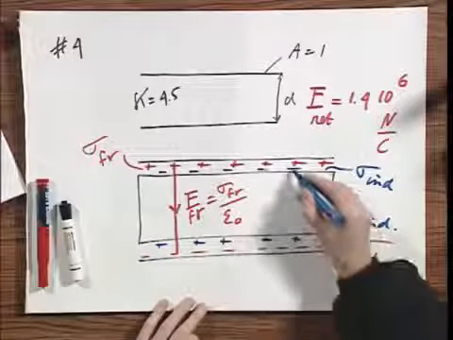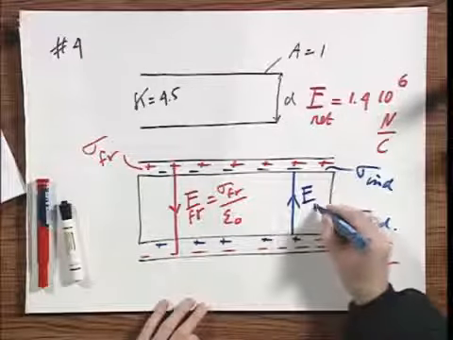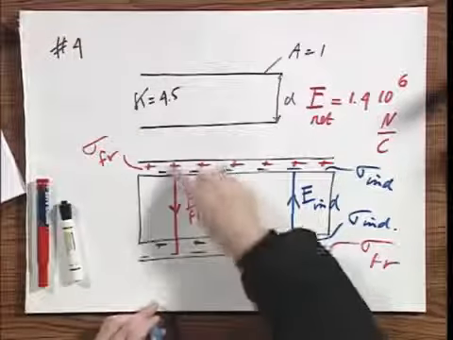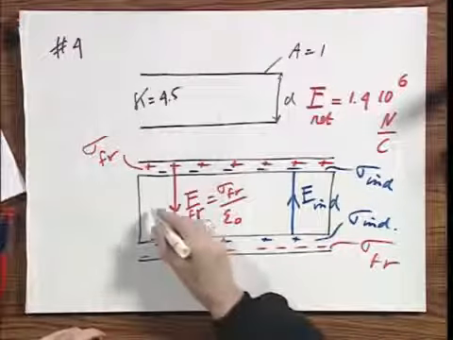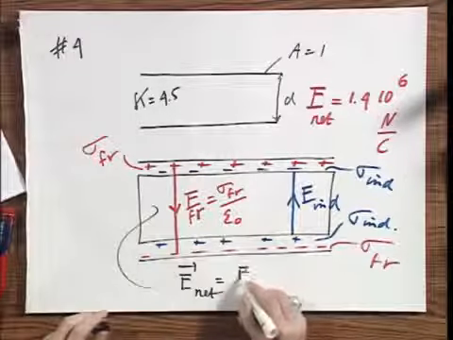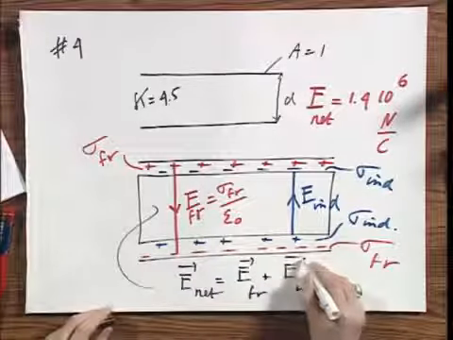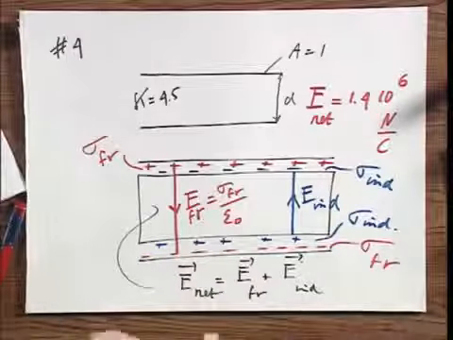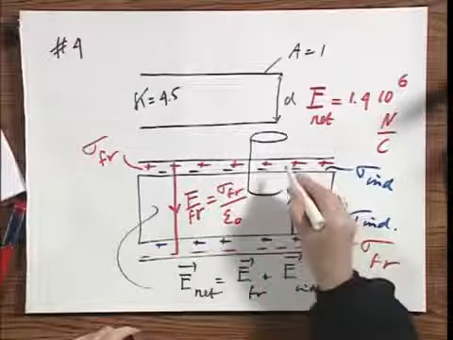And this positive and this negative charge will produce an electric field, I call it E induced, which is opposing the electric field without the dielectric. And what you have in here is, of course, the net electric field, E net, which is the vectorial sum of E free plus E induced.